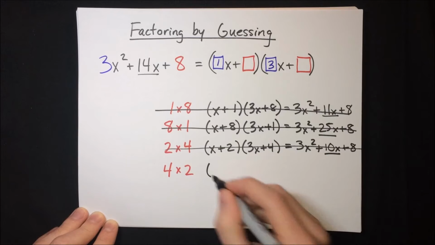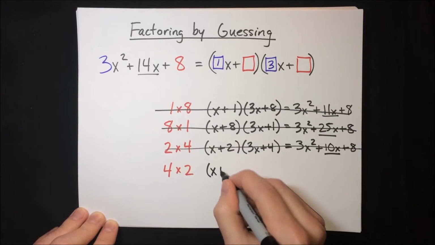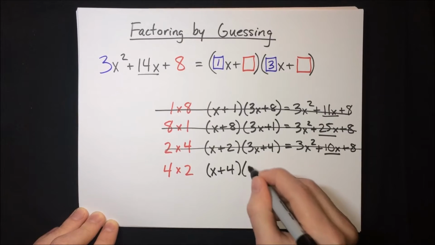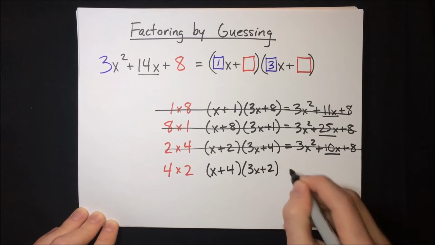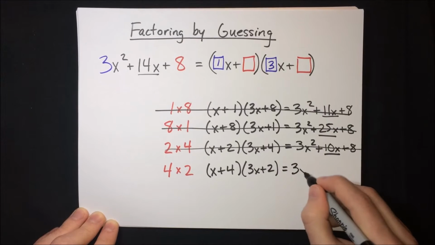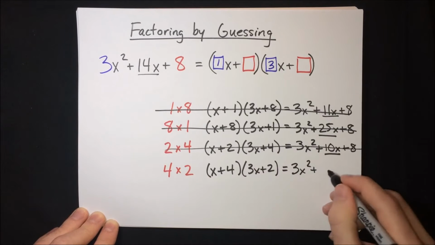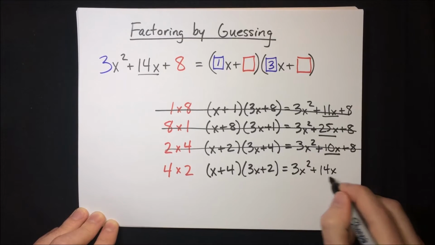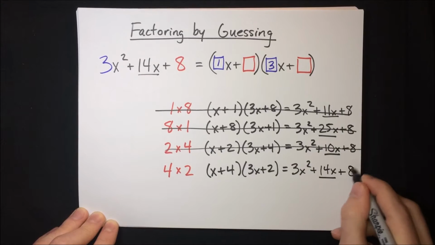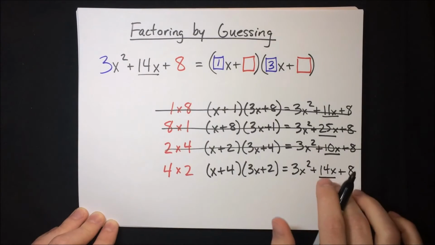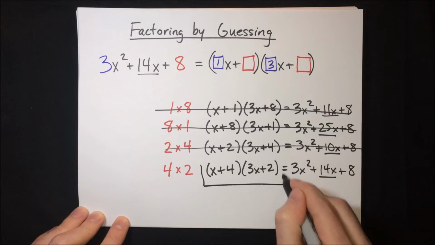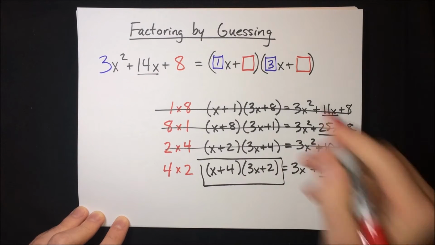And it's got to be this last one. That's the only remaining possibility. X plus 4, 3x plus 2 equals 3x squared plus, this is 12x, and then 2x makes 14x plus 8. There we go, matches up. So this is the factored form of the trinomial.